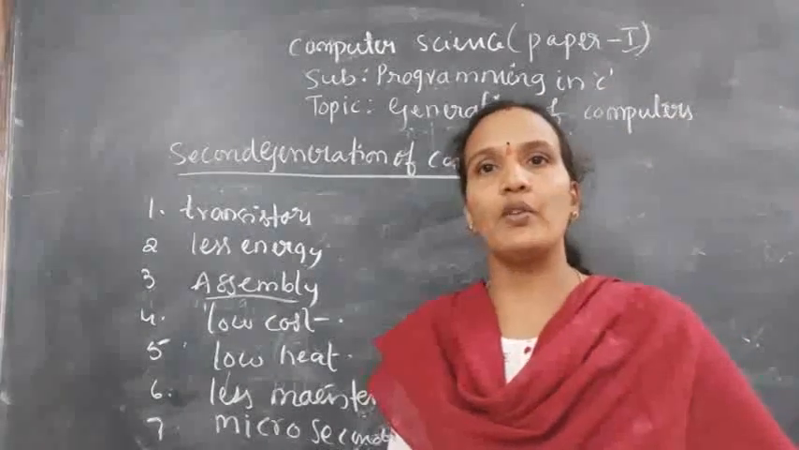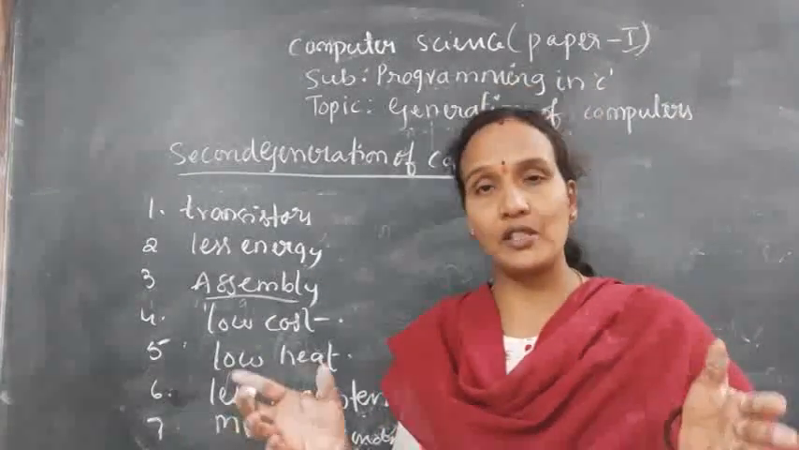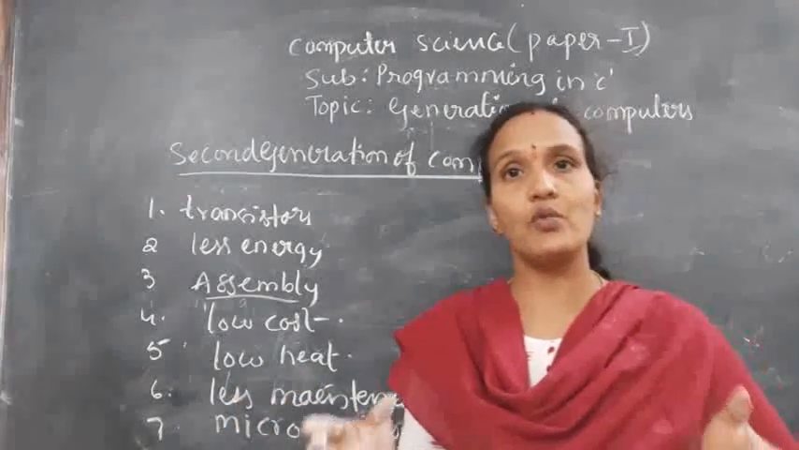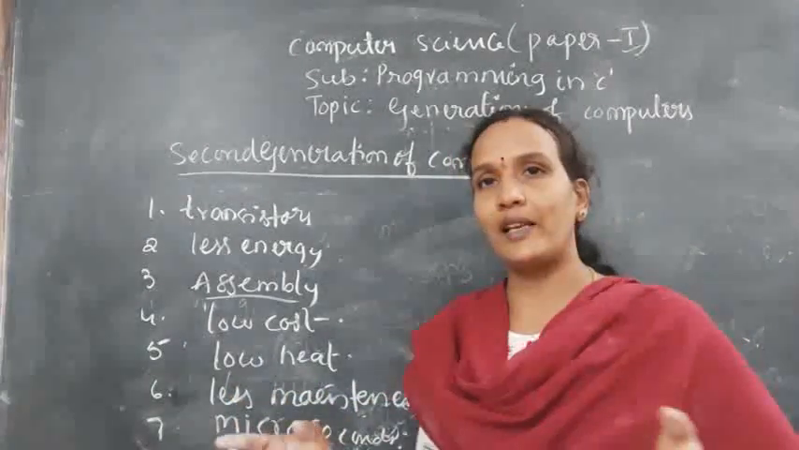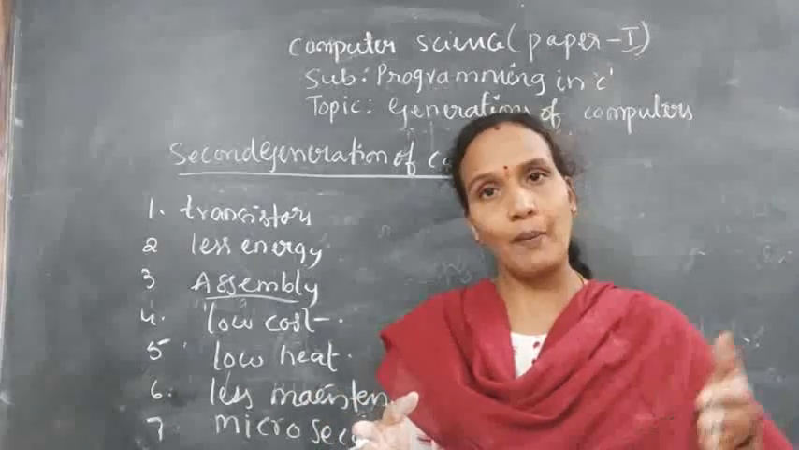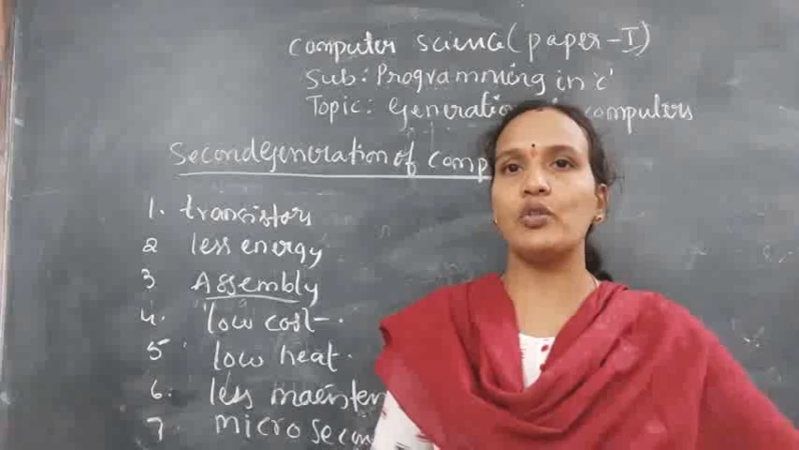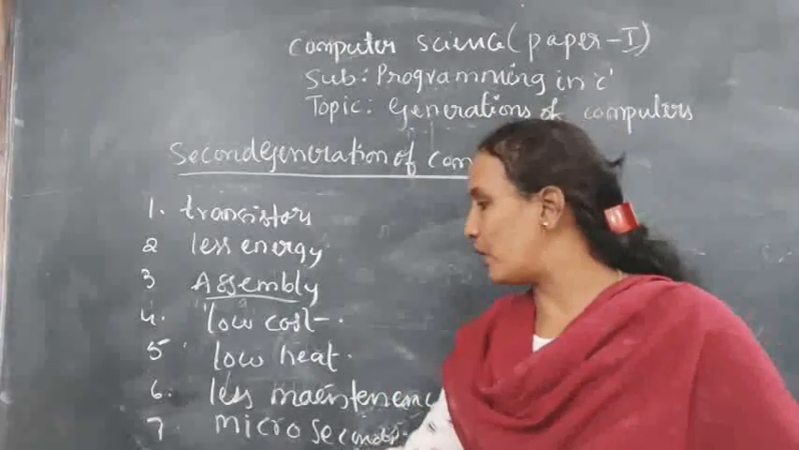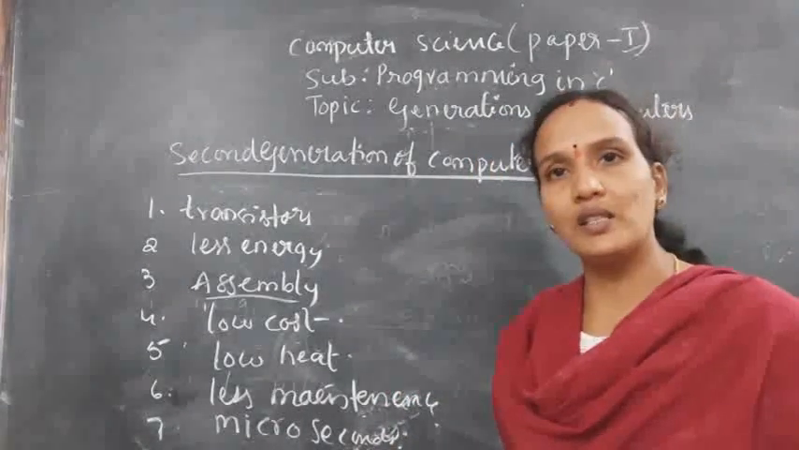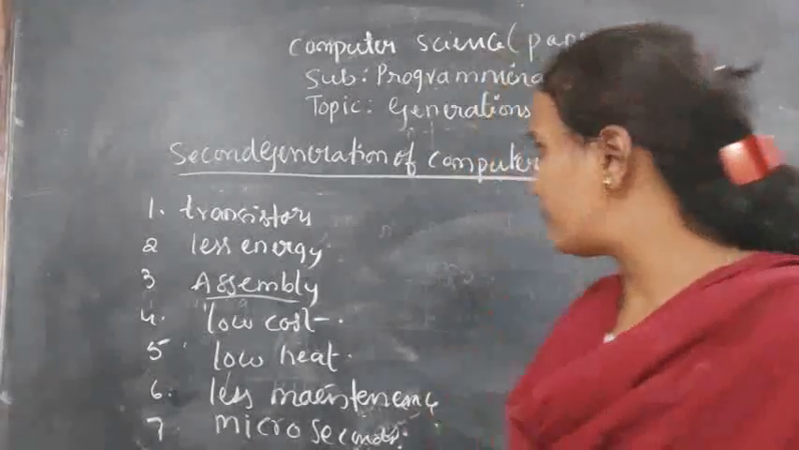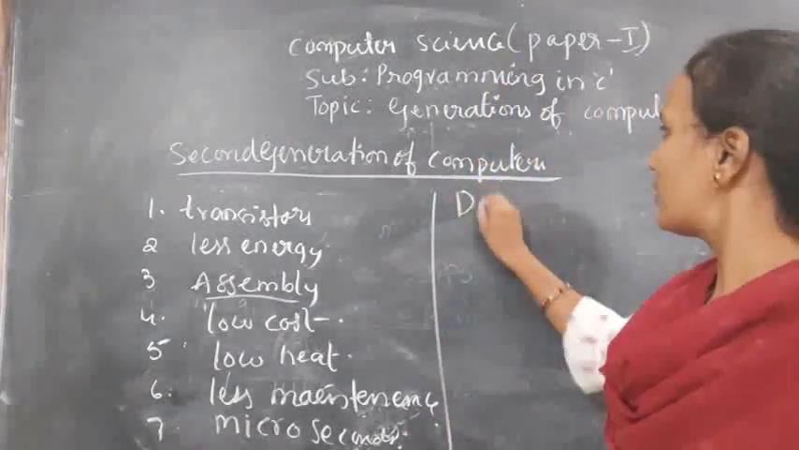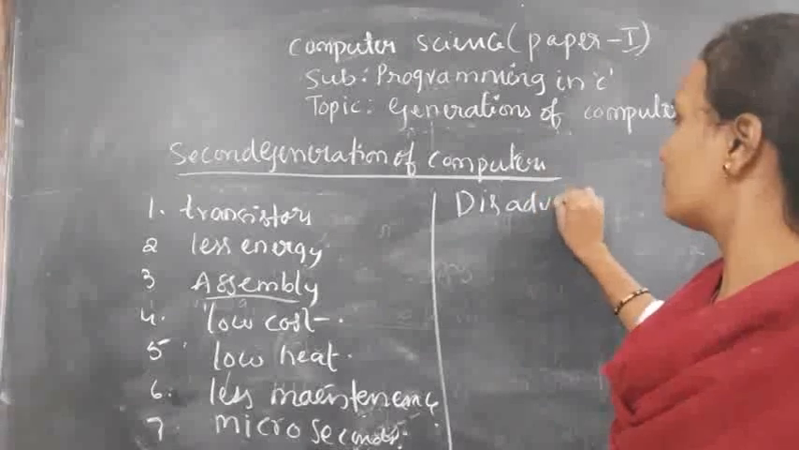Portability. Compared to the first generation, where the computer was the size of one room, here the size of the computer is very small. So easily you can move it from one place to another. One of the advantages of the second generation computer was portability. Now we'll discuss the disadvantages.